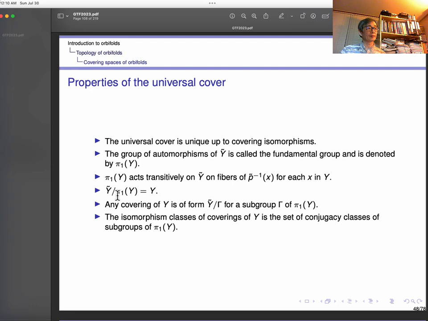And it acts on Y tilde here. Then Y tilde mod pi_1 of Y is Y. Of course, this quotienting process preserves the orbifold structure, and you get the descended orbifold structure. So in this sense, this is correct. Any covering of Y is of the form Y tilde mod Gamma for a subgroup Gamma of pi_1 of Y. Again, the similar theory holds as in covering space theory. The isomorphism classes of coverings of Y correspond to the set of conjugacy classes of subgroups of pi_1 of Y. So this is again a one-to-one correspondence, as before in covering space theory. It's exactly the same as you would expect.